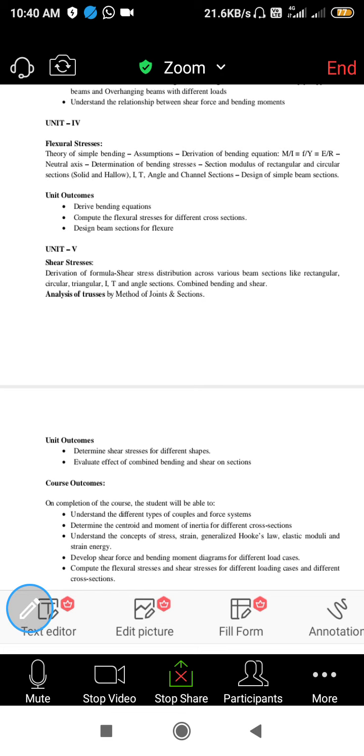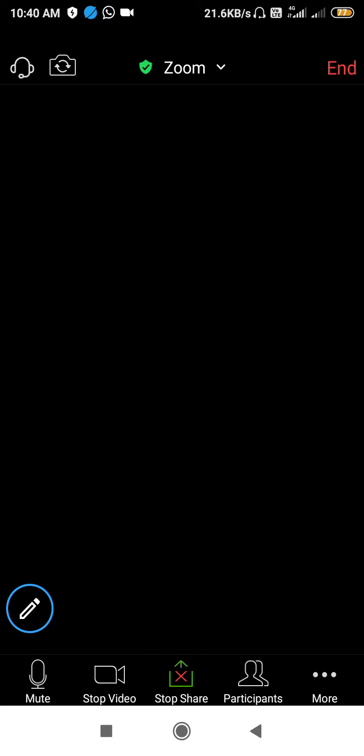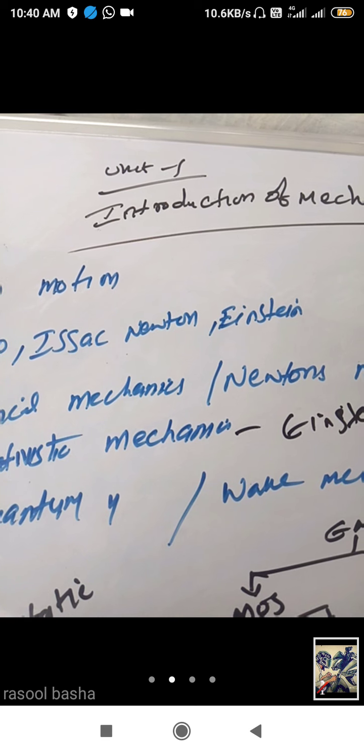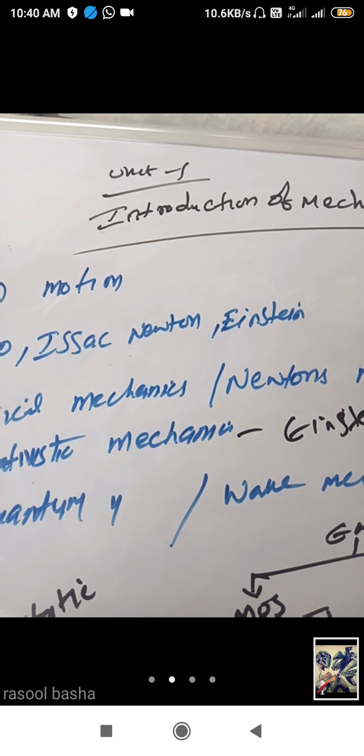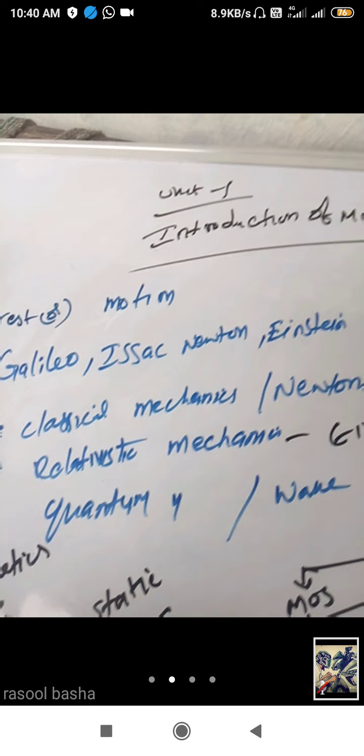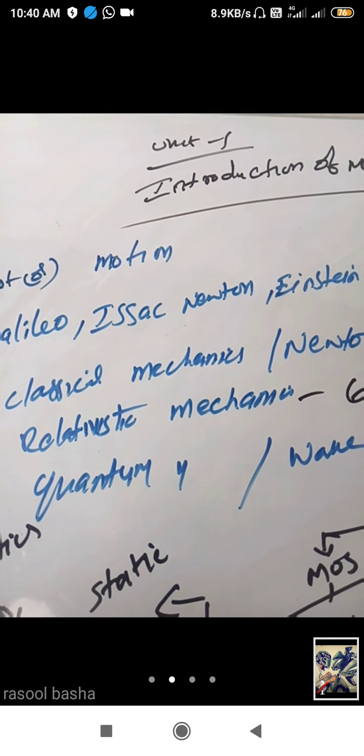Okay, so next coming to the first unit, introduction of mechanics. So what is mechanics? First you can clarify what mechanics is. Mechanics is a branch of science which deals with the state of rest position and motion position of the body. Okay, so mechanics is nothing but a physical science.